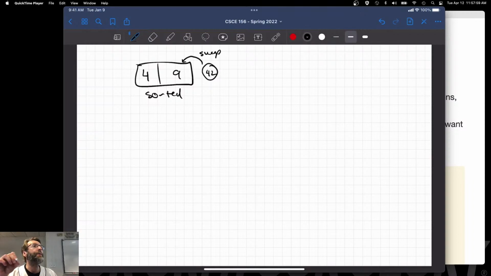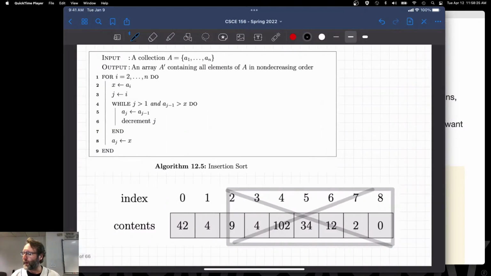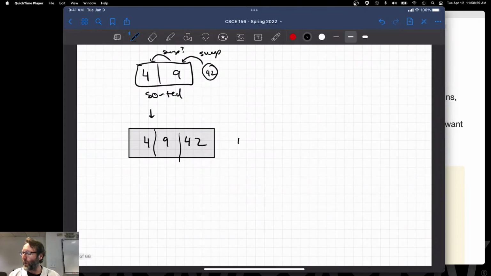Now we still don't know if it's been inserted in the correct spot yet. So what we're going to do is compare 9 to 4 over here, right? Do I swap those? Nope, they're in order. So by the end of the second iteration, we already have a 4, 9, and 42 array here. It looks something like this. The next element that we need to insert is going to be another 4. Okay? So 4 is our next element.